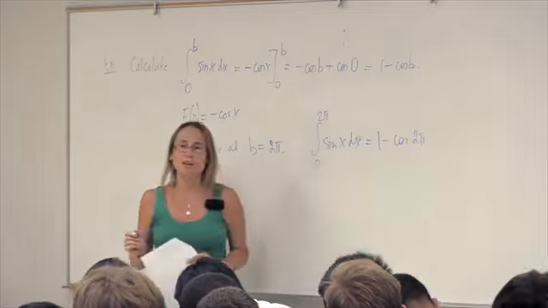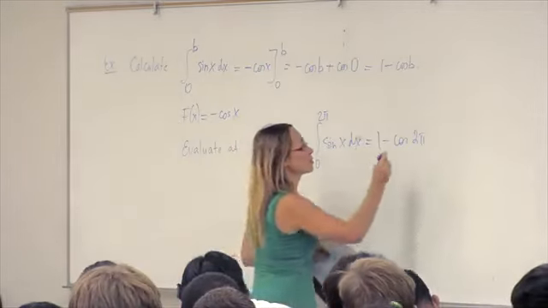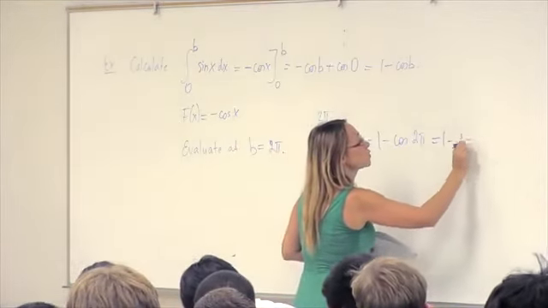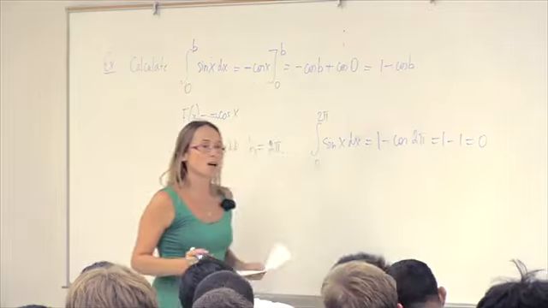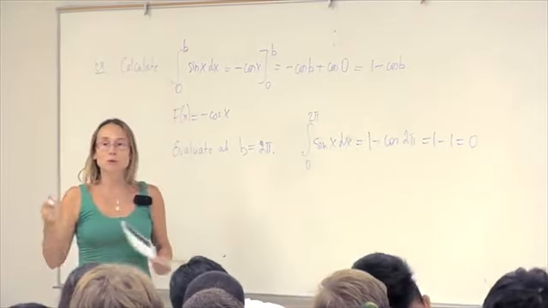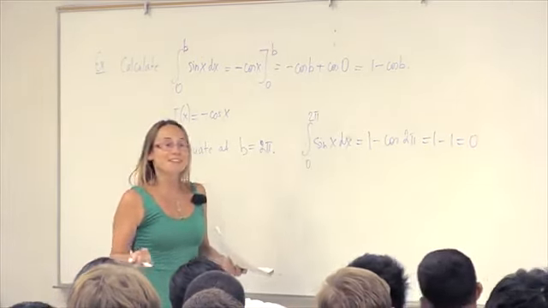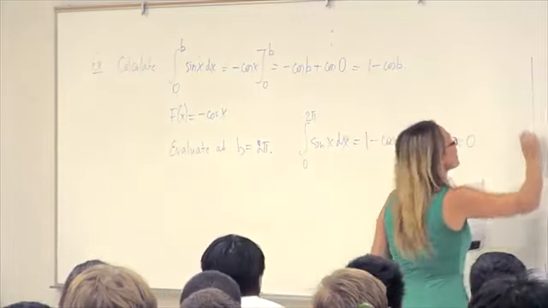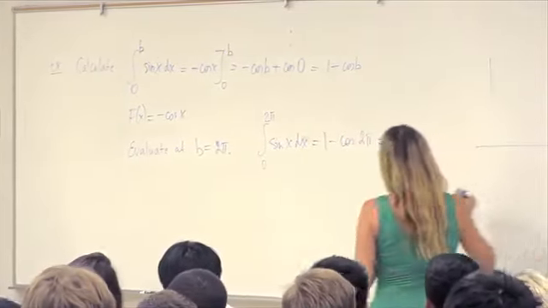What's the cosine of 2 pi? It's also 1, right? It's a periodic function. So the answer is 0. Should I be surprised or not? Could I have predicted this? Yes. So we can look at it graphically.